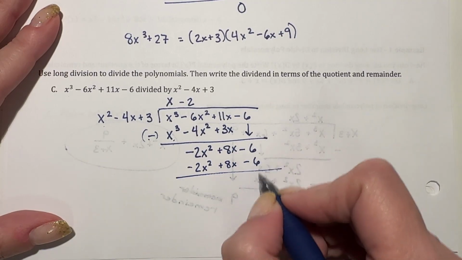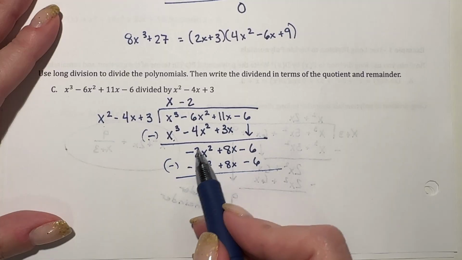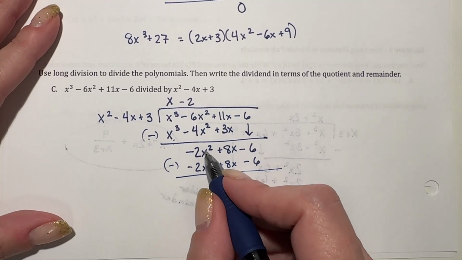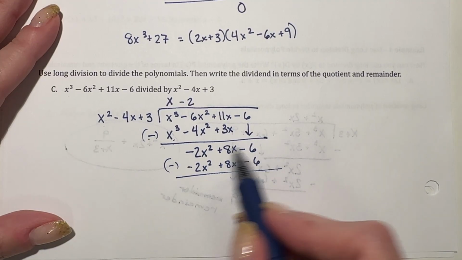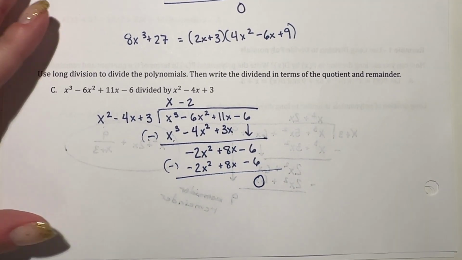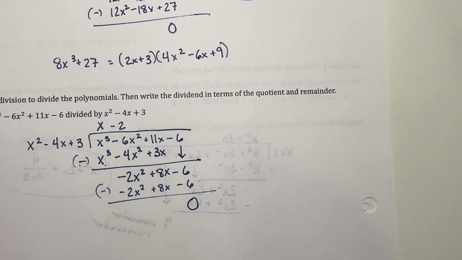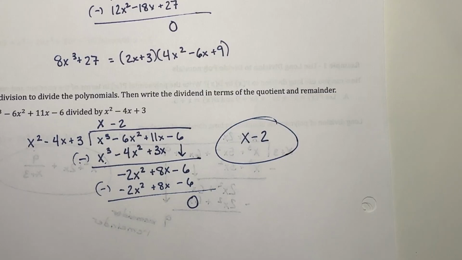Now, I don't know if you noticed, those match. But remember, we're subtracting, we're not adding, which means negative 2 minus negative 2 is 0x squared. 8 minus 8, 0x. Negative 6 minus negative 6, 0. That means there's no remainder, which means my answer is x minus 2, and that's my solution.